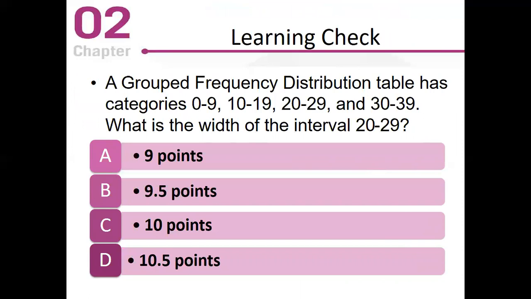Okay, so let's go ahead and see if we can apply this. A grouped frequency distribution table has the following categories. What is the width of the interval from 20 to 29?